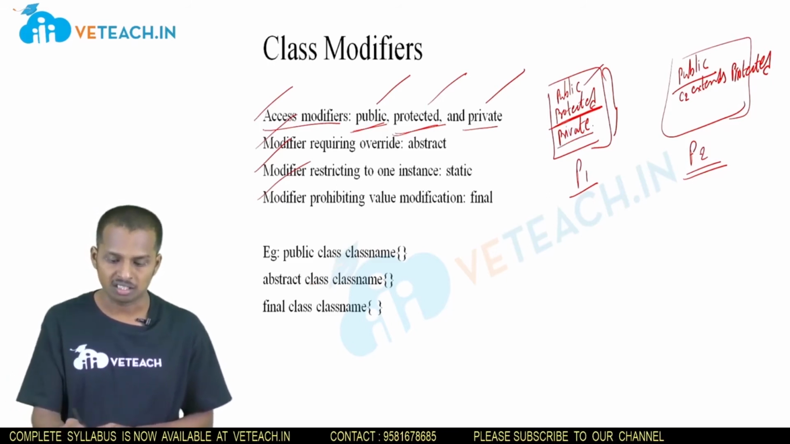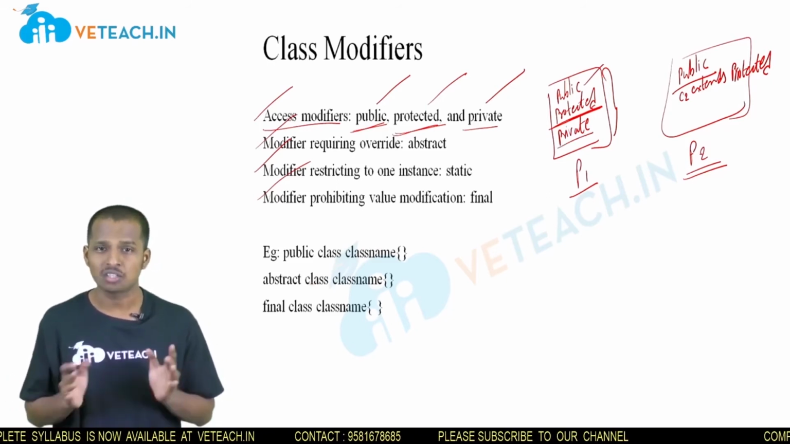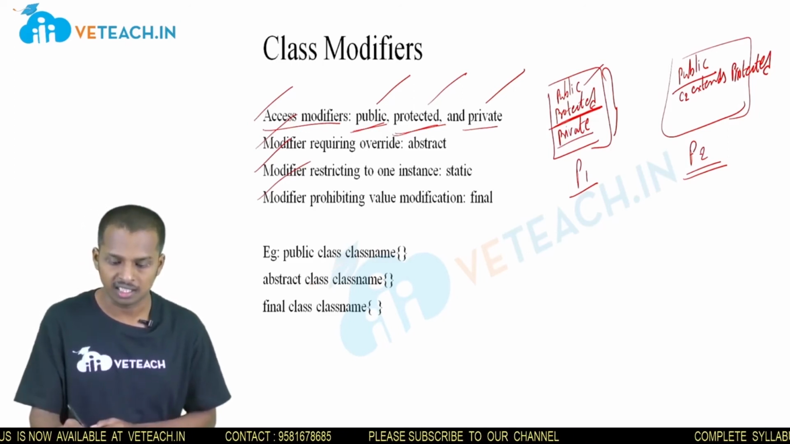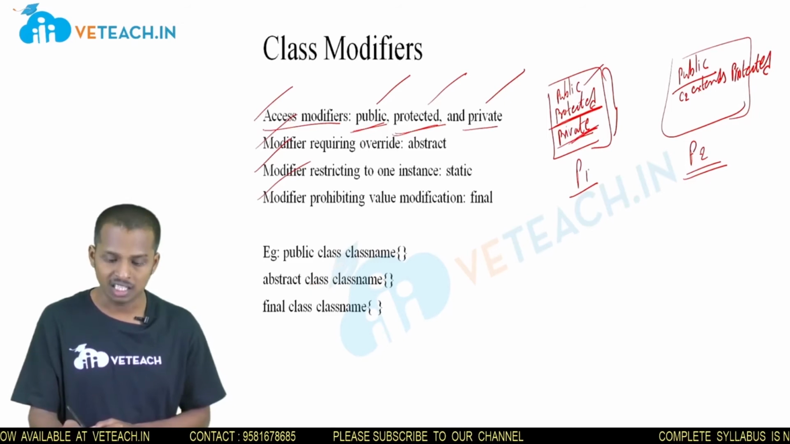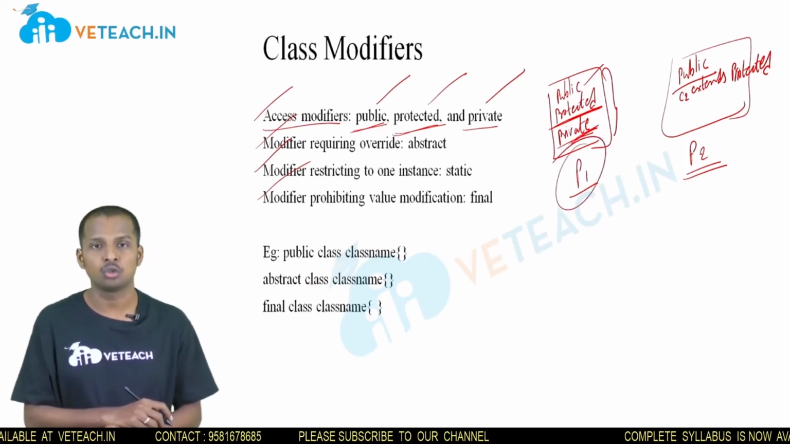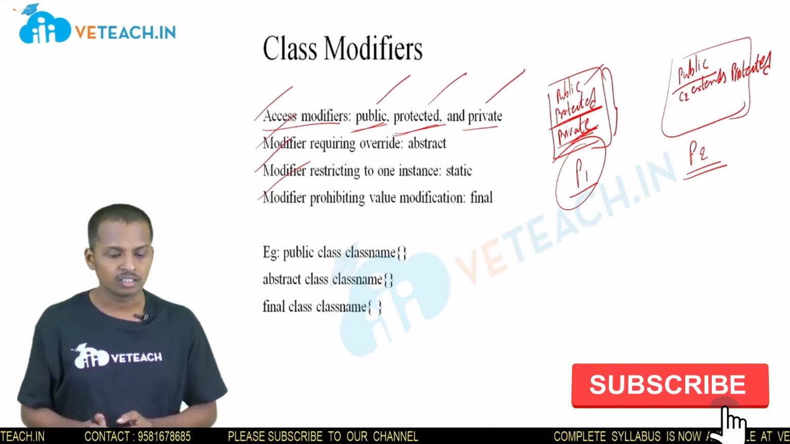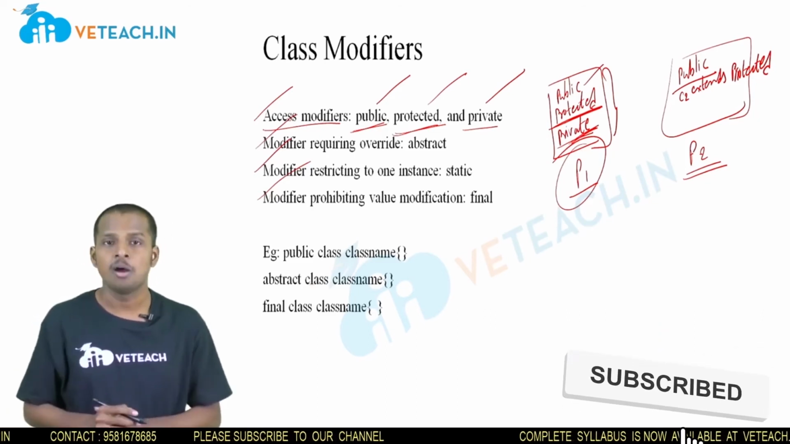Now coming to private, this private is going to provide high restrictions to the classes that we write. If a private is declared, it cannot be used even outside the class. Even if it is in the same package, we cannot use them. It should be used only within the class where it is declared. That's all. These three come under access modifiers.